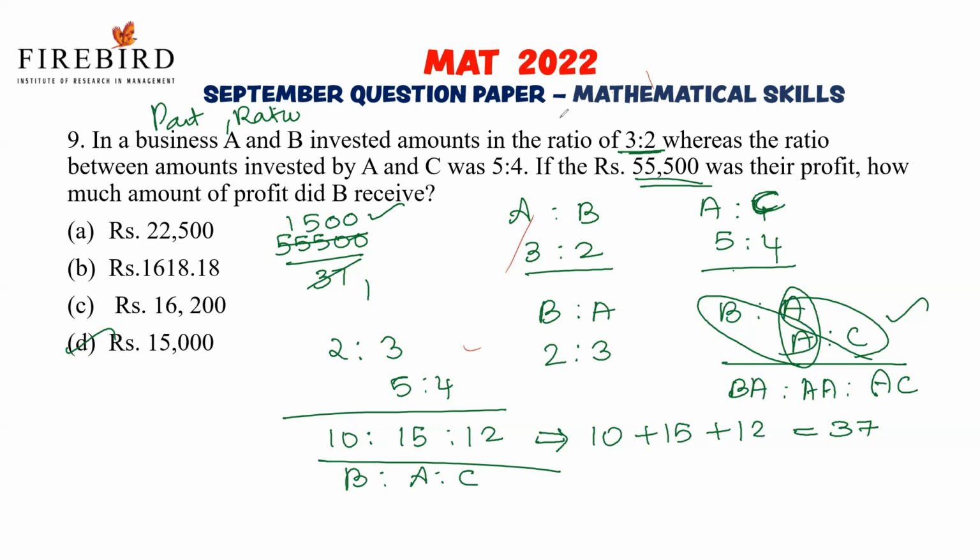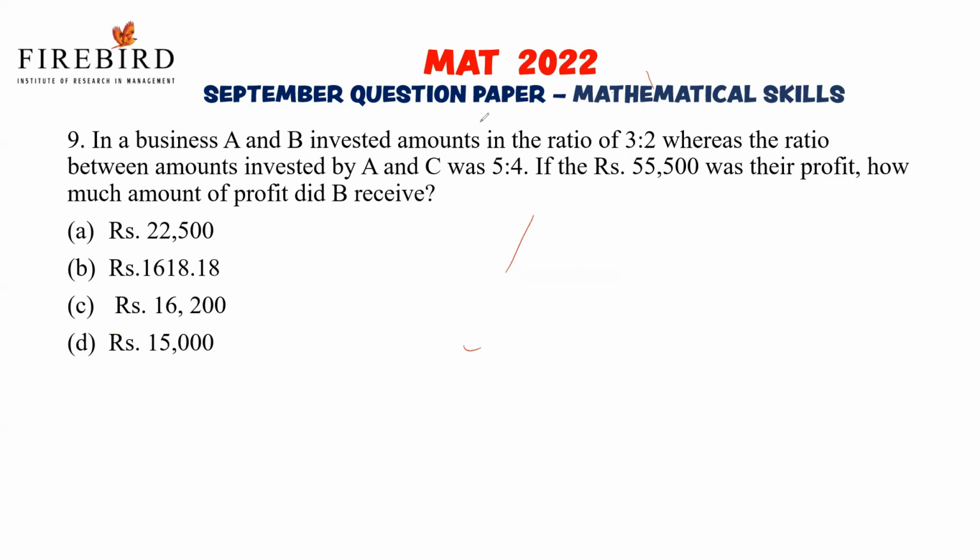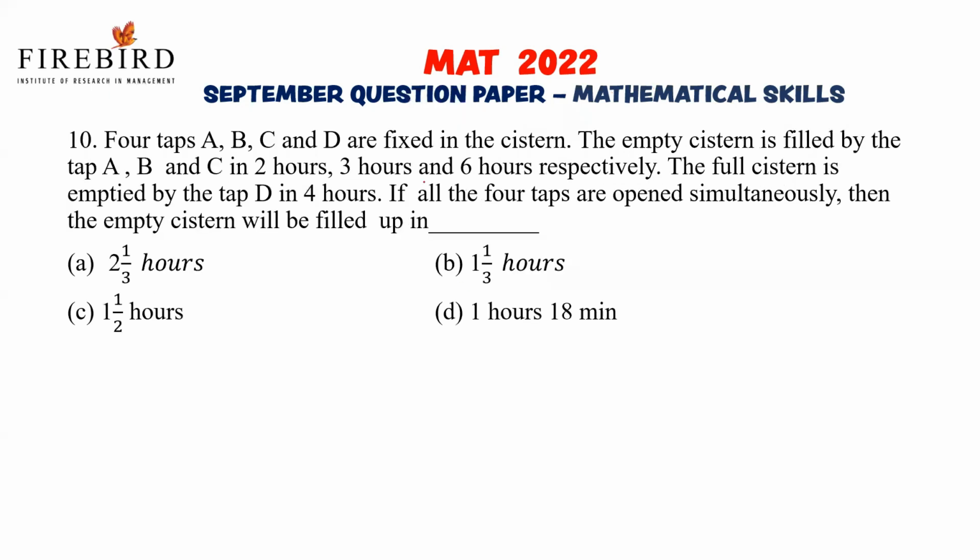Okay, now see here. We'll move to the next question. 4 taps A, B, C, and D are fixed in the system. It is a problem based on time and work. So I'm fixing 4 taps. The empty system is filled by 3 taps.